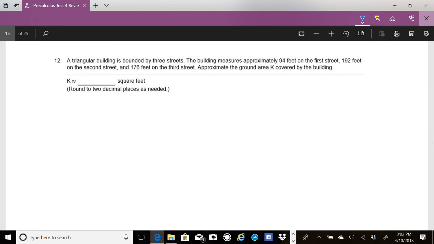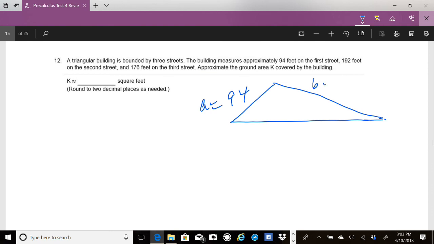Here we've got a triangular building, which I haven't really seen a lot of, but you'll see these in some cities. It's bounded by 3 streets, and I don't know if I'm drawing this to scale. One side is 94. Let that be A. Another side is 192, and the third street is 176. We want to approximate the ground area covered by the building.